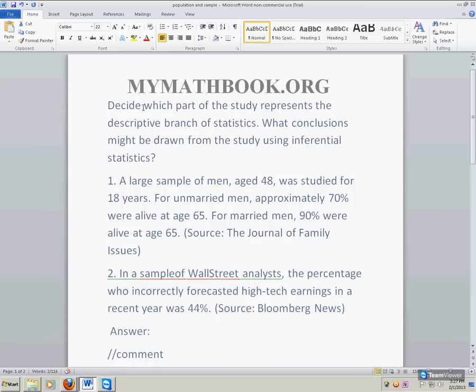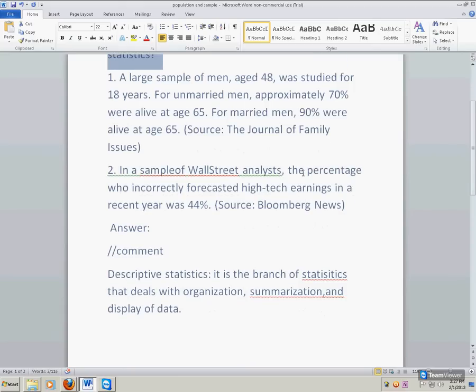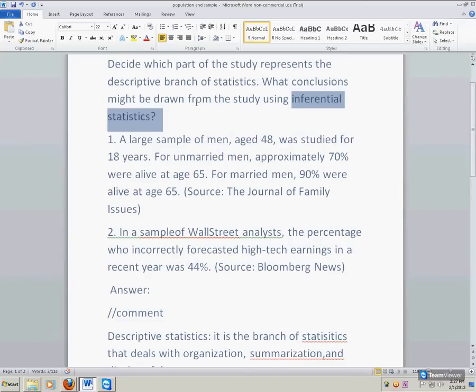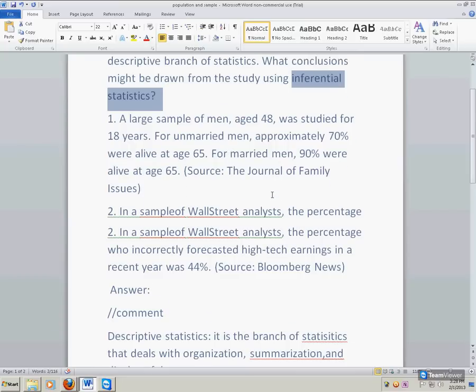The question says to decide which part of the study represents the descriptive branch of statistics, and what conclusions might be drawn from the study using inferential statistics. So they want to know which one is descriptive statistics and which one is inferential statistics. So let's take a look at the first question. Number one: a large sample of men aged 48 were studied for 18 years. Approximately 70% were alive at age 65. For married men, 90% were alive at age 65.